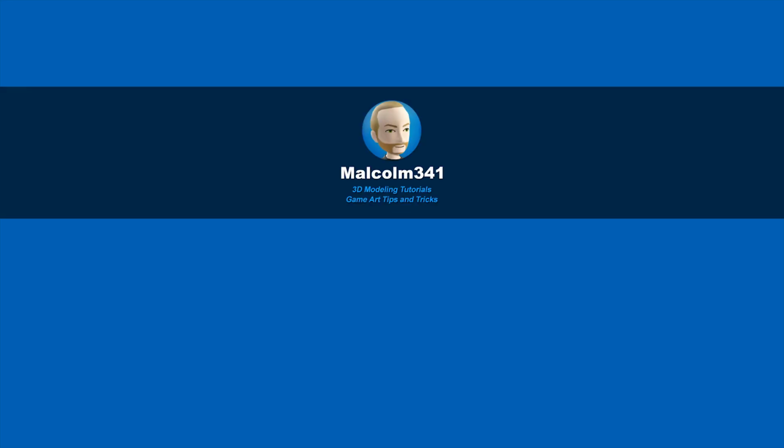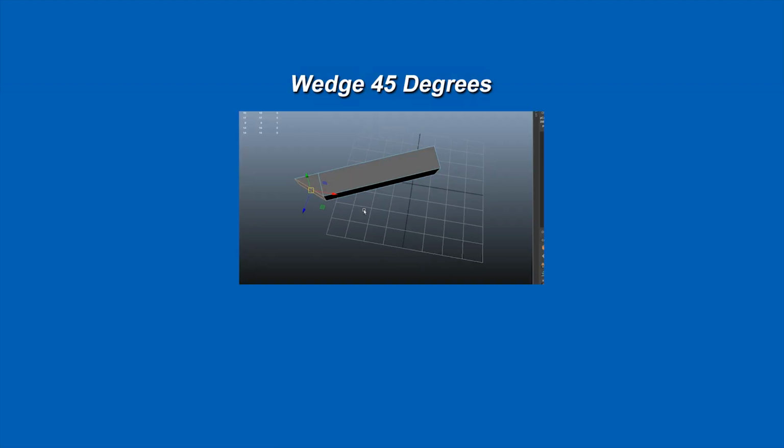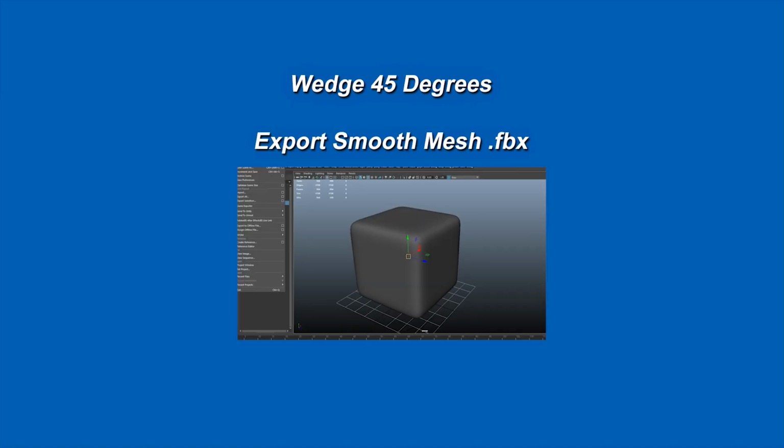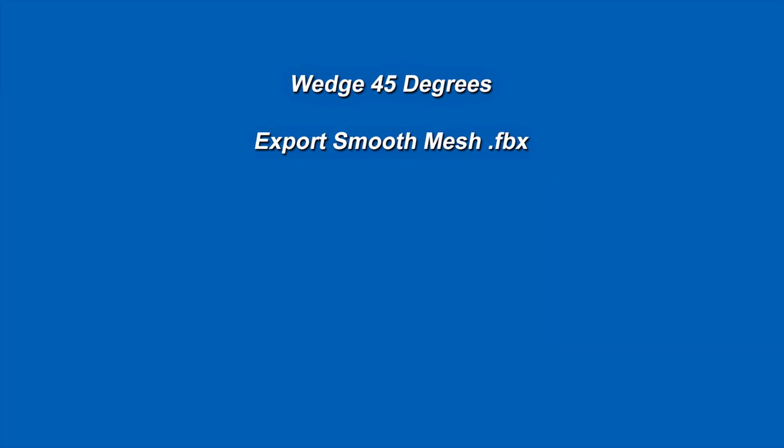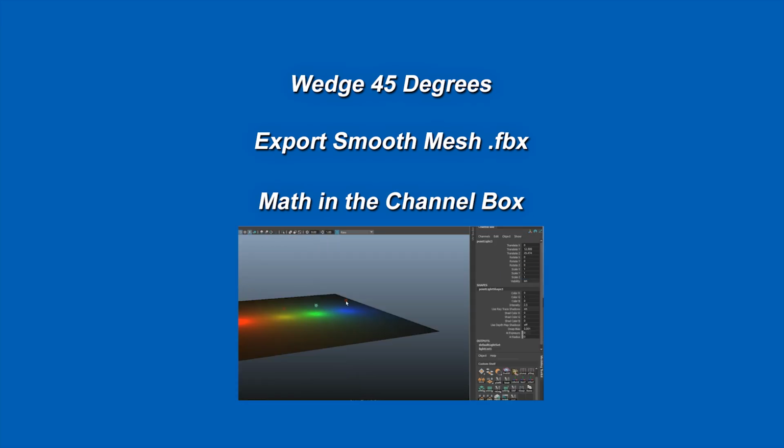This is Malcolm341. In today's video, we're going to look at some Maya tricks and secrets. So today we're going to look at perfect 45 degree angle cuts with the Wedge Tool, export smooth mesh preview as an FBX file, and how to use math in the channel box to make relative transform edits. So let's get into it.